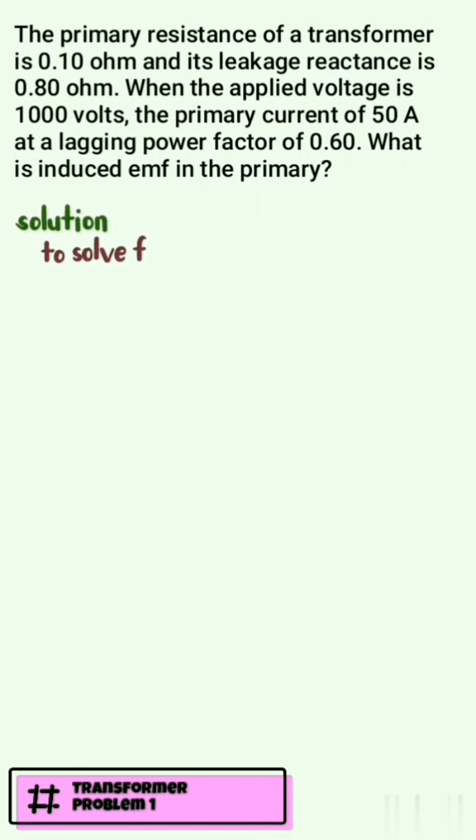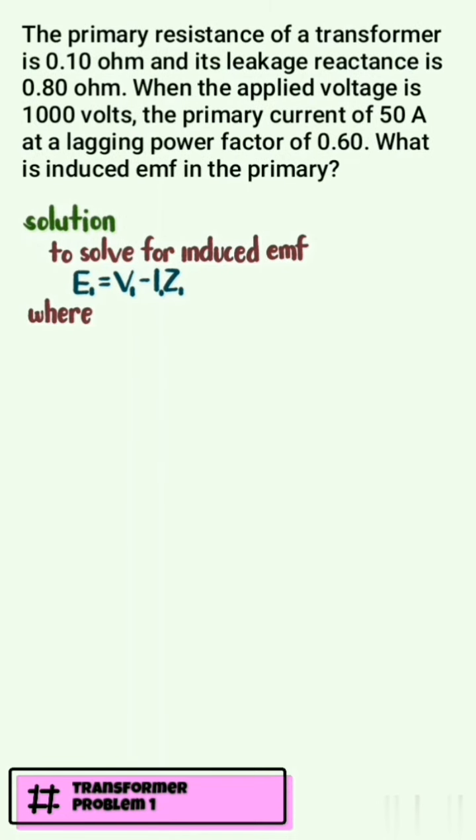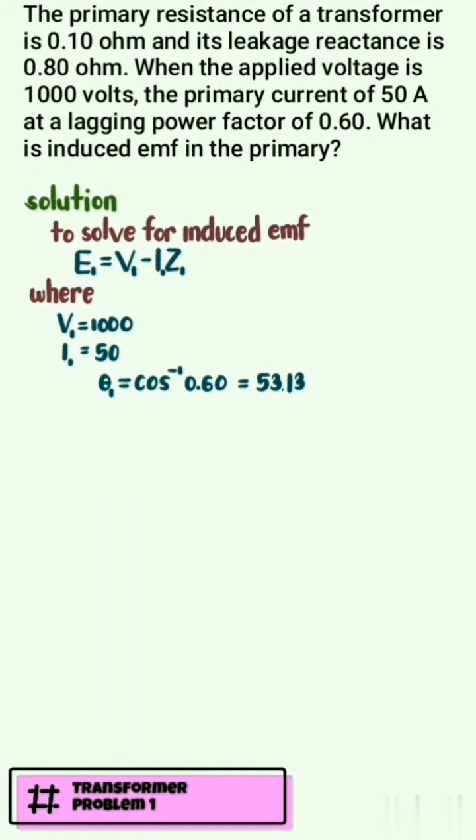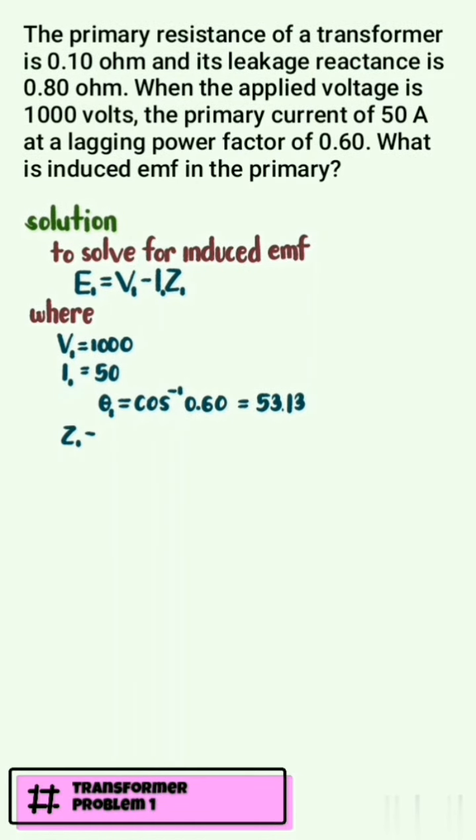To solve for the induced EMF, we have the formula E1 equals V1 minus I1 times Z1, where V1 is equal to 1000, I1 is equal to 50 amperes, and the angle of cosine raised to negative 1 of 0.60 equals 53.13. Z1 equals 0.10 plus j0.80, or 0.806, angle of 82.87.